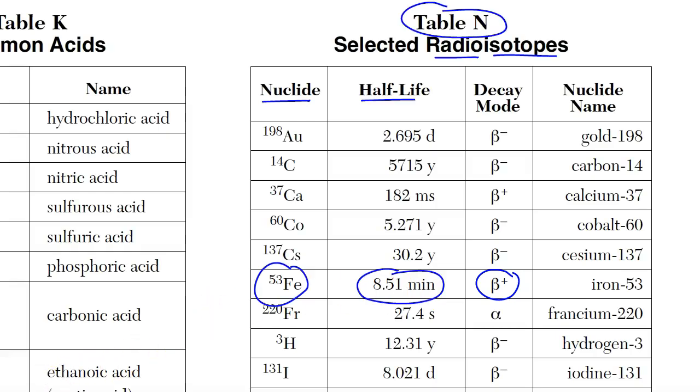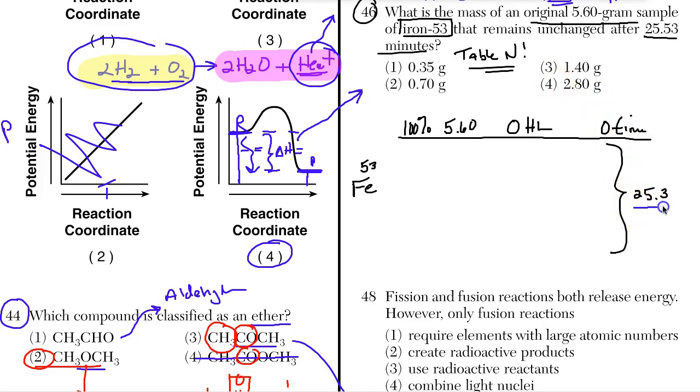So let's go back. Okay, so we found out from Table N that 8.51 minutes was the time it takes for a sample of iron 53 to decay to half its mass, to change to another nuclide, to another element, to naturally transmutate. Okay, that's what half-life is. So you notice I put that divided by 25.3, that's the total time. I want to figure out how many halvings have occurred. This is the time it takes for one halving. This is 25.3, the total time.